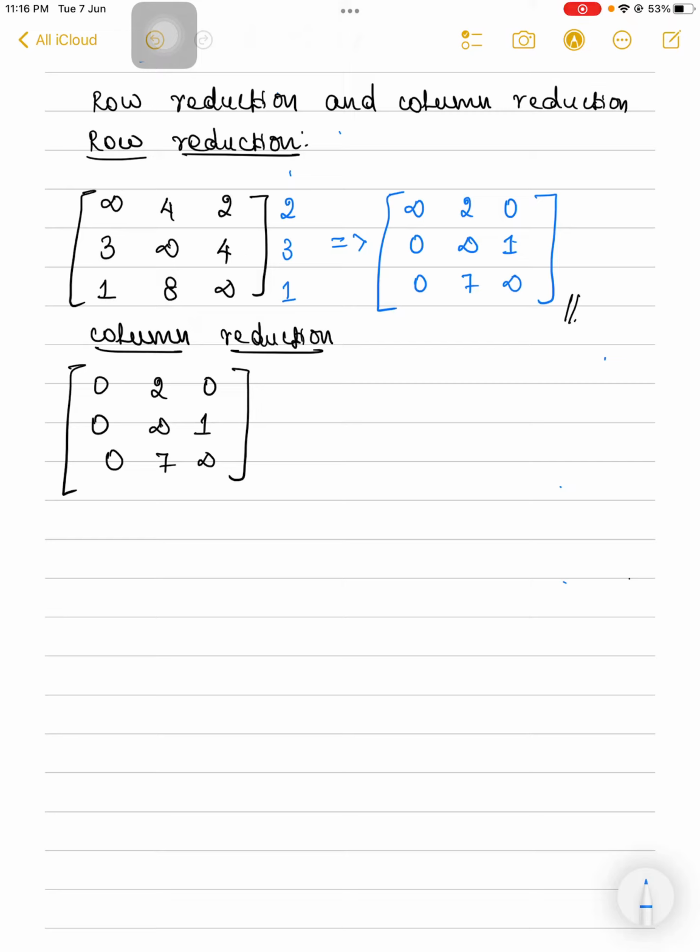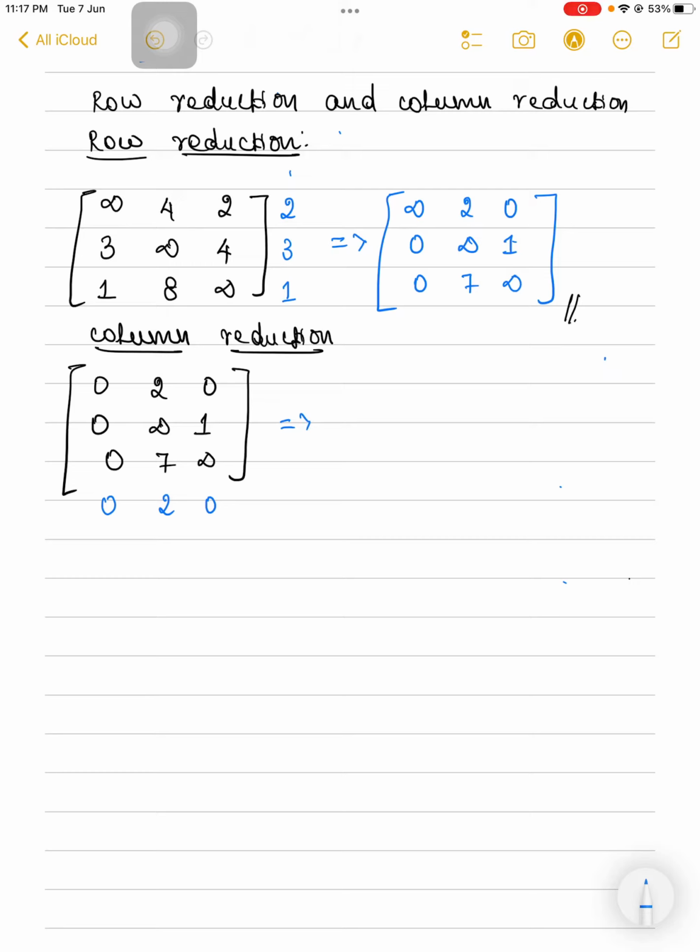When we look at the first column, the column minimum is 0. In the second column, the column minimum is 2. In the third column, the column minimum is 0. After identifying the column minimum, we subtract the column minimum from the entire column. After subtracting, the first column will be infinity, 0, 0.